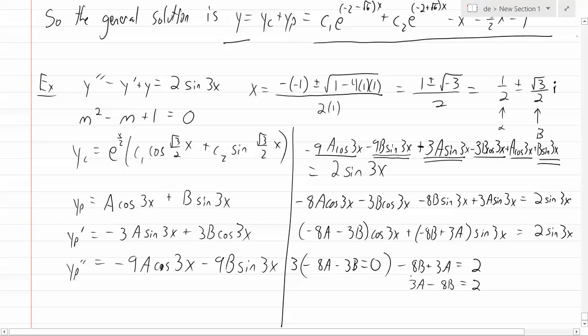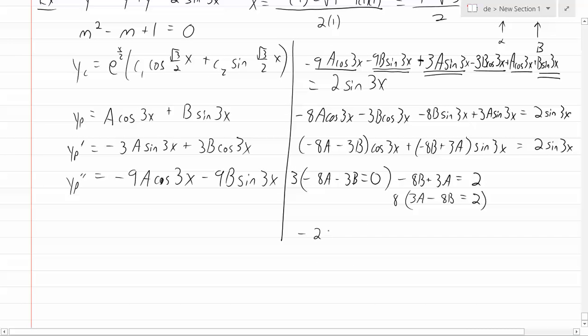Multiply this one by 3, multiply this one by 8, and so that would be negative 24a minus 9b equals 0, and 24a minus 64b equals 16. So then if I added the two equations together, I get negative 73b equals 16. So that means that b is going to be equal to negative 16 over 73.